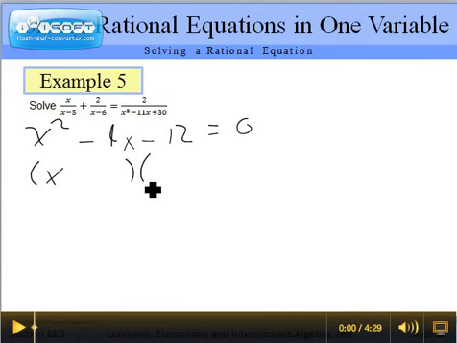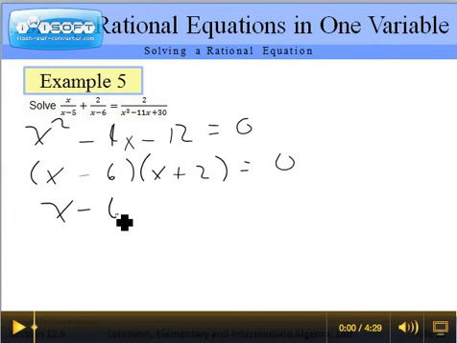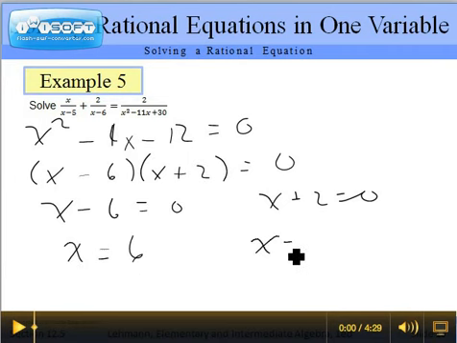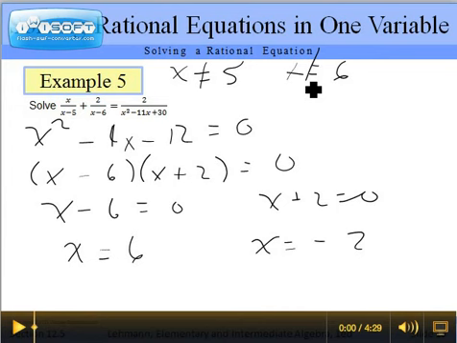This just so happens to be factorable. When I factor it, I end up with (x - 6)(x + 2). So I have x - 6 = 0 and x + 2 = 0, so I end up with x = 6 and x = -2. Our excluded values were 5 and 6. Since 6 is an excluded value, it is not a solution. The only solution is negative 2.